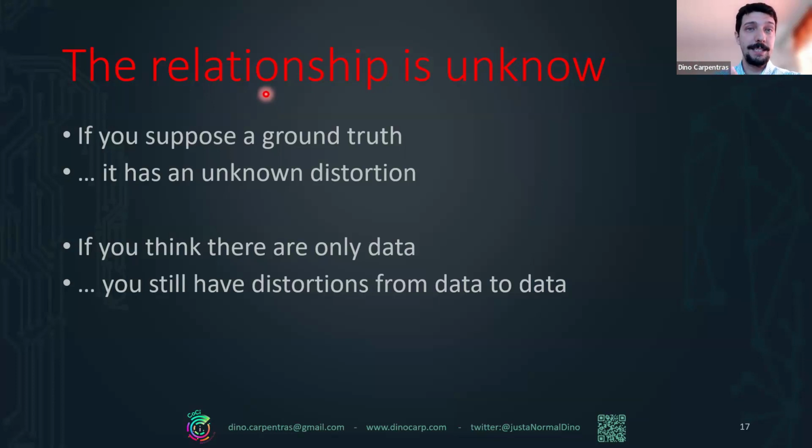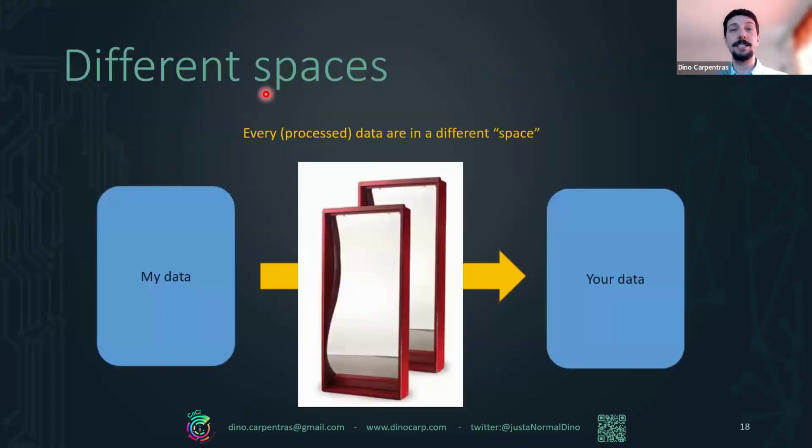You can only have this distorted version. But the good thing is that these distortions are not completely random. We know that they are still in order compared to the real value, or at least in order compared to each other. So this means that if this is my data and I want to compare it with the data of another person, I need to apply these distortions.